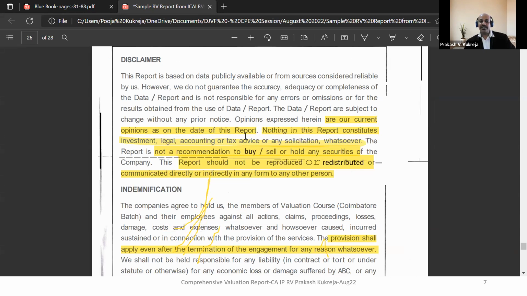as on the date of this report. Nothing in this report constitutes investment, legal, accounting, or tax advice or any solicitation whatsoever. And it is not a recommendation to buy or sell or hold any securities. Reports should not be reproduced or redistributed or communicated directly or indirectly in any form with the person. So very specific disclaimer, which is also re-emphasizing the purpose, who can use it and for what.